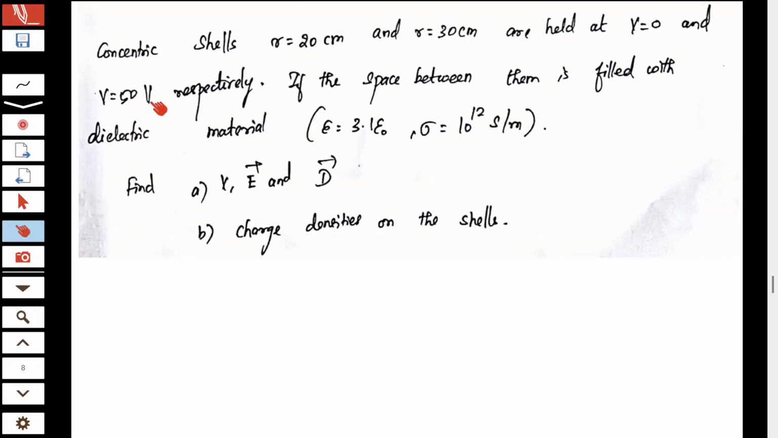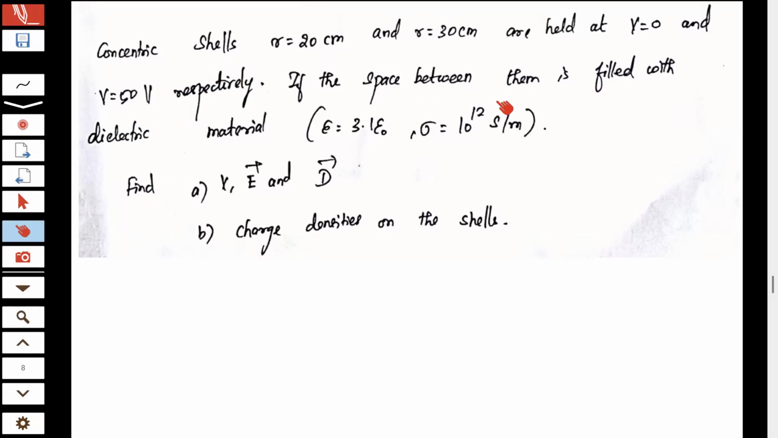Hello everyone. In this video, we will be solving a numerical problem based on the boundary value solution to Laplace equation. Now, in this question, it is given the two concentric shells, one at r equal to 20 centimeter, another at r equal to 30 centimeter, are held at potentials. First one is at potential 0 volt, the second one is at 50 volts.